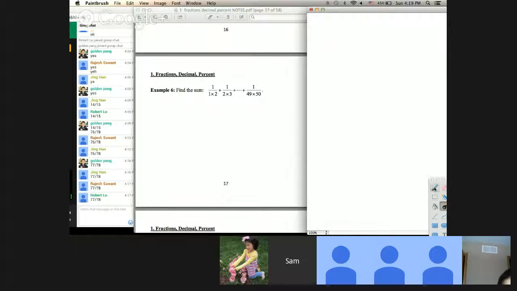Find the sum of 1 over 1 times 2 plus 1 over 2 times 3, etc., until 1 over 49 times 50. So this is really challenging if you don't know what you're doing, but if you do, it might be helpful. So see if you guys can solve this.